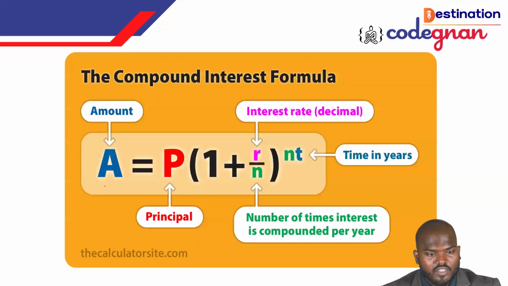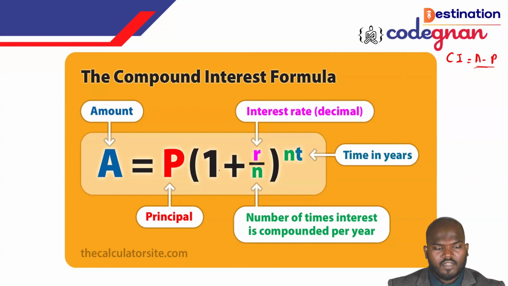Now I'm going into the terms and terminologies. This is the compound interest formula: compound interest is A minus P. But in compound interest, the amount formula A is the first formula you need to remember.